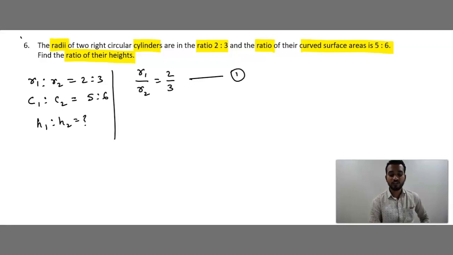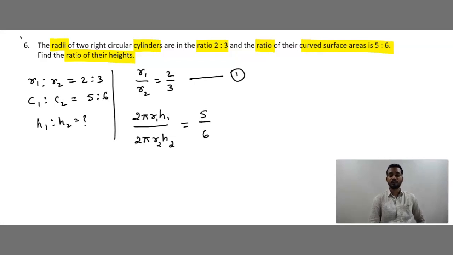Now curved surface area. What is the formula to find the curved surface area of a cylinder? That is 2 pi RH. So 2 pi R1 H1 divided by 2 pi R2 H2, they are in the ratio of 5 by 6. Now what can we do here? We can observe one thing. This 2 pi gets cancelled, right? Now R1 by R2, as per equation 1, is 2 by 3, into H1 by H2 is equal to 5 by 6.